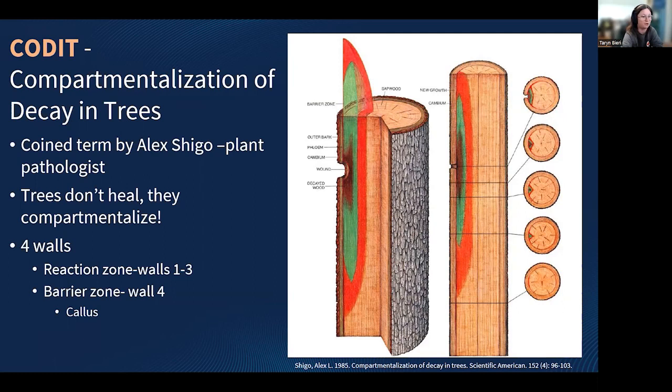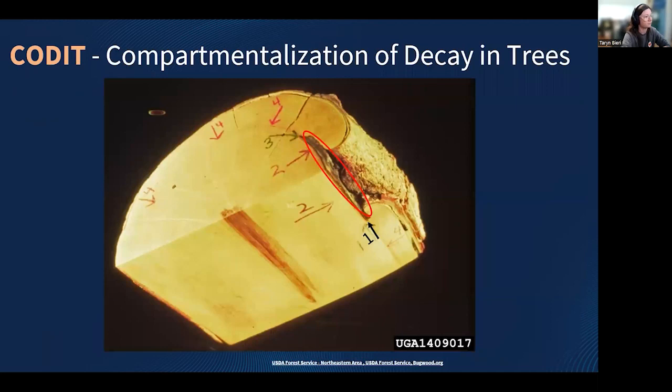So Alex Shigo, a plant pathologist, kind of coined this term, compartmentalization of decay in trees, or CODIT. And he has a lot of great articles out there to kind of explain this process. But this is done through the development of 4 walls in the tree. So walls 1 through 3 are the reaction zone that kind of react to the wound pretty immediately. And then wall 4 is the barrier zone, which develops a type of wood that we call callus wood.